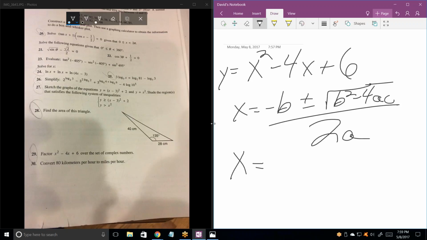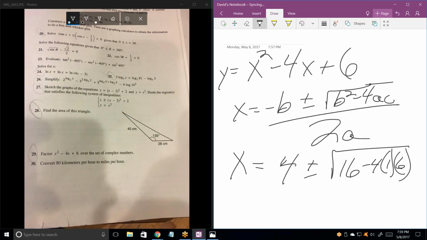Okay, so what is X going to be here? Fill in the blanks. Let's see. X. So negative b is going to be, well, let's see. Hold on. A is 1. B is negative 4. C is 6. Okay. So negative b is going to be negative 4, which will be 4. Plus or minus the square root. That would be b squared, negative 4 squared, minus 4 times 1 times 6. So it would be 16 minus 24. All over 2.